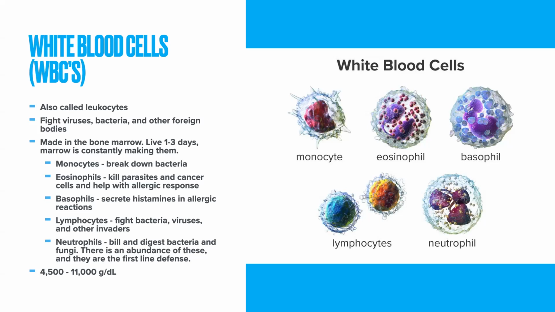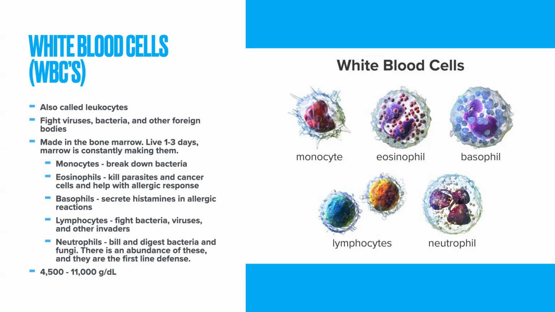There's an abundance of these, and they're the first line of defense. These are your first line army guys that are going to fight, and then the next wave comes in and they step in, right? And then the next one steps in. So white blood cells are approximately 4,500 to 11,000 per microliter.